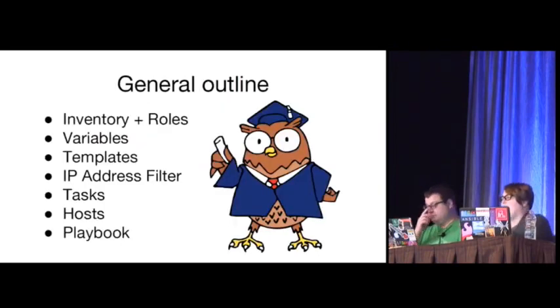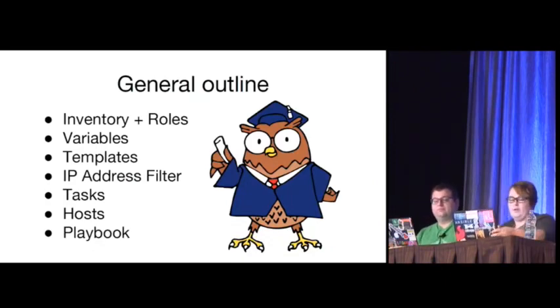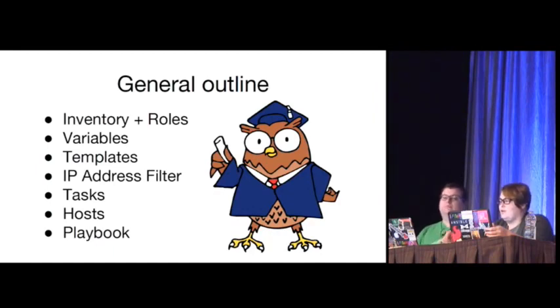But here's just a general outline first. We're going to touch first on the inventory and the roles because they're structural in nature, and it really helps to have those set up first before we dive into everything else. Then we'll do the variables, followed by templates, the IP address filter, the tasks, the hosts, and finally the playbook, and we'll run the playbook at the end.